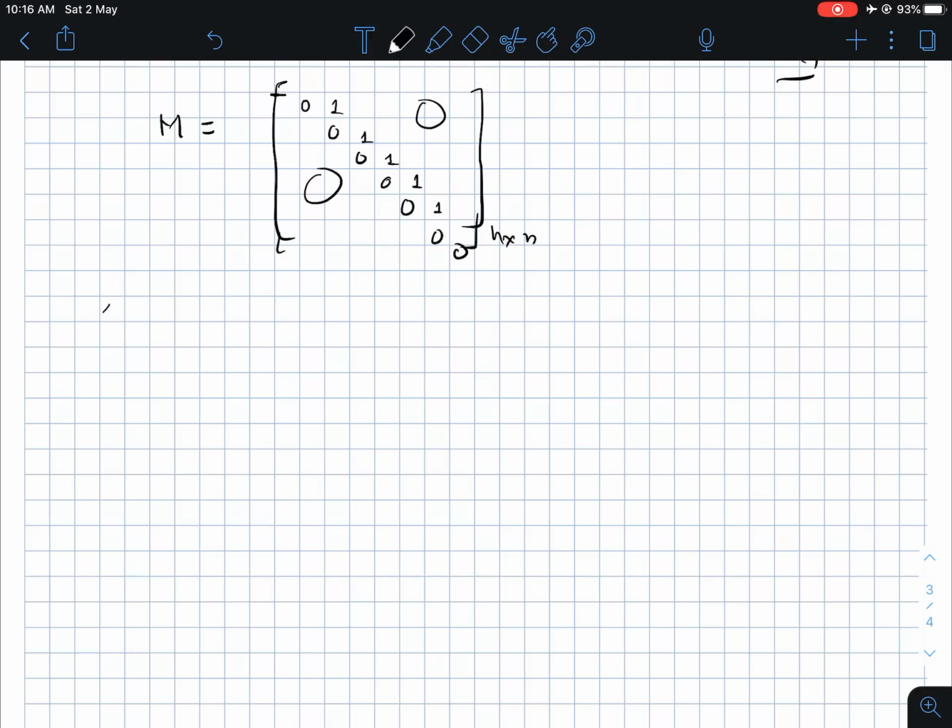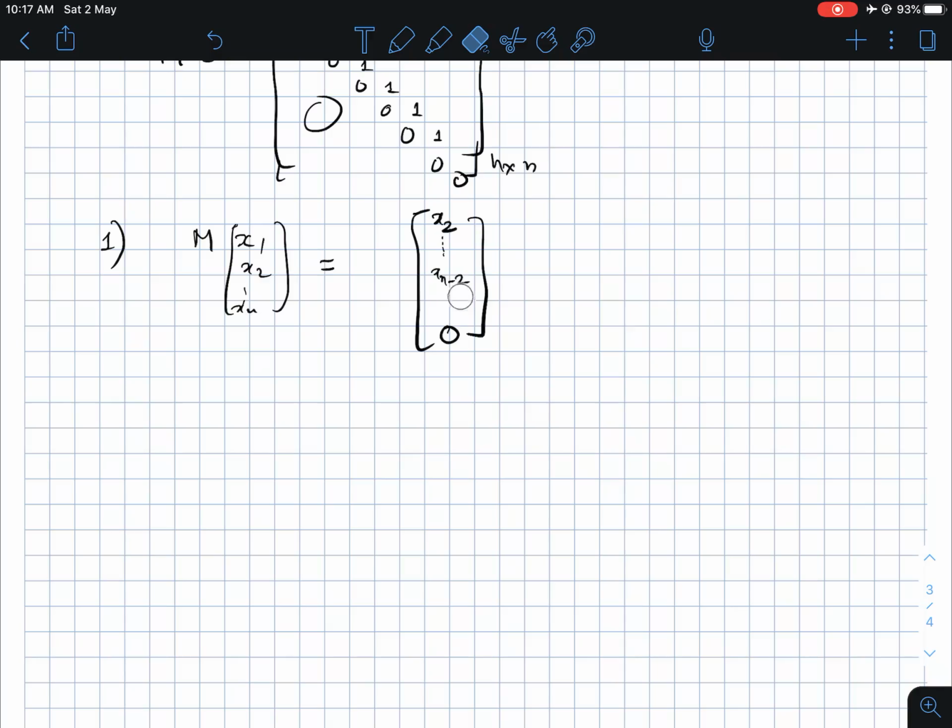So one property that I already told you is very crucial for everything else is that when you multiply M with x, that is x1, x2 to xn, what it will do is it will push up the coordinates, meaning that the last coordinate will be pushed to the previous and so on. The first coordinate will be thrown out, and in the end you will get a 0. So you get x2, x3, and so on up to xn, and then 0. Okay, x1 entry is thrown out.